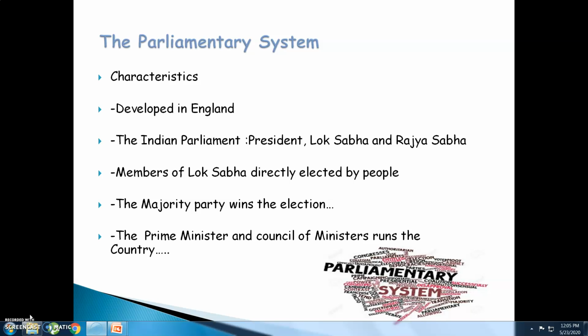Members of Lok Sabha are directly elected by the people of India, where you have elections that take place after every 5 years. Various political parties are there, and the party which wins with a majority of the votes becomes the victorious party, and the head of that particular political party is selected as the prime minister of the country, and others become the council of ministers who actually run the country.